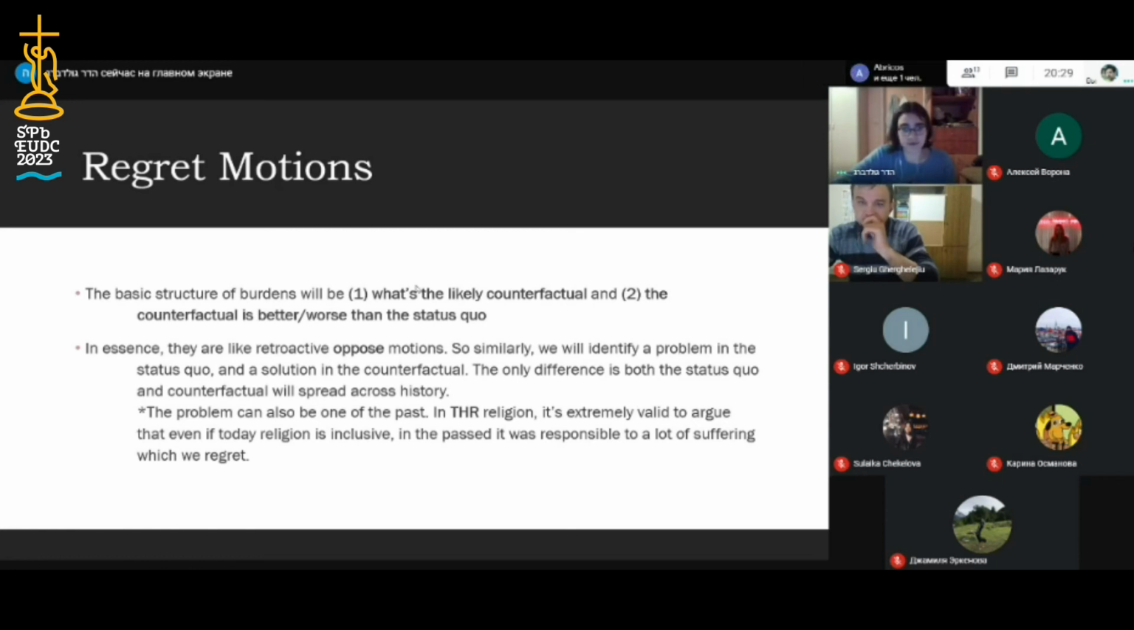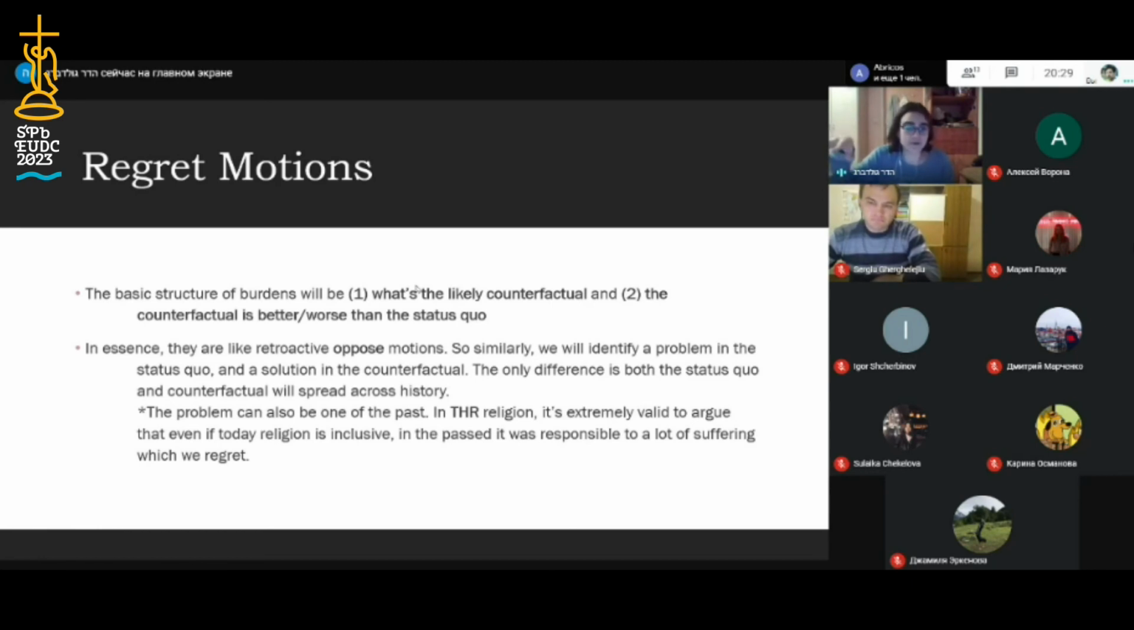Now, in terms of smaller branches, in essence, regret motions are like retroactive oppose motions. So this house opposes is very similar to this house regrets, just retroactively. It's like this house opposes X has happened rather than X existing in the status quo. Similar to oppose motions, which we discussed in analysis, we will identify a problem in the status quo and a solution in the counterfactual. The only difference is both the status quo and counterfactual will spread across history. What do I mean by that?